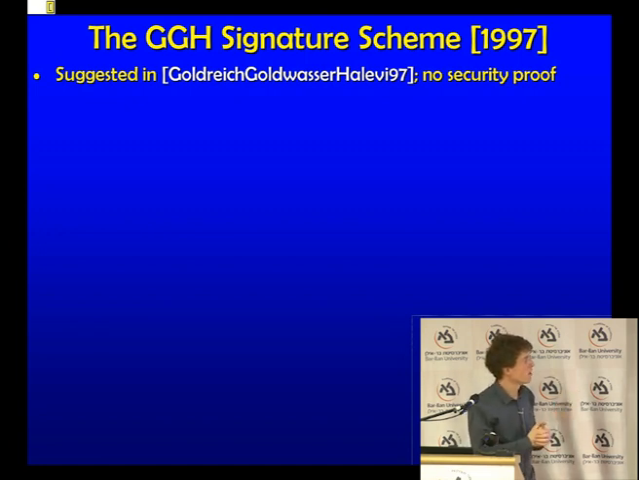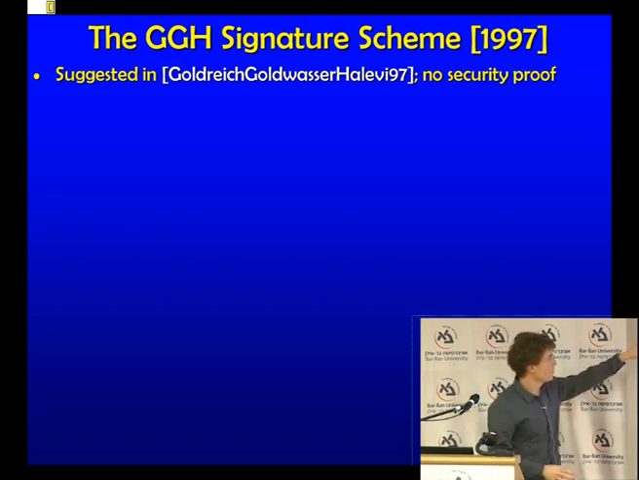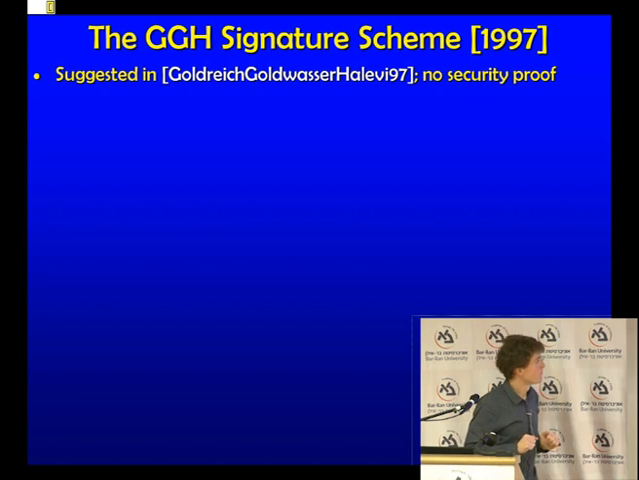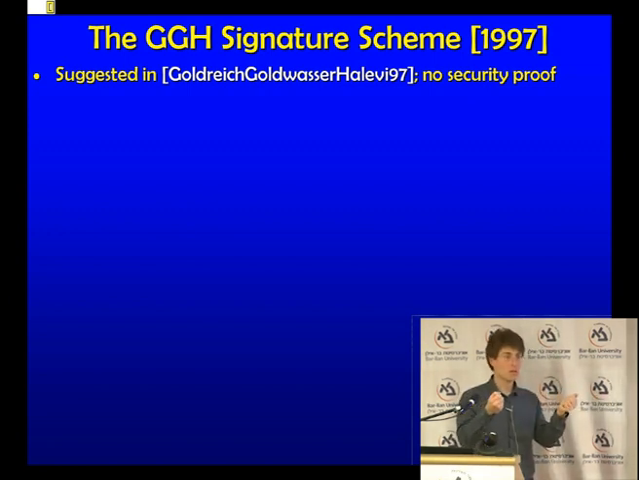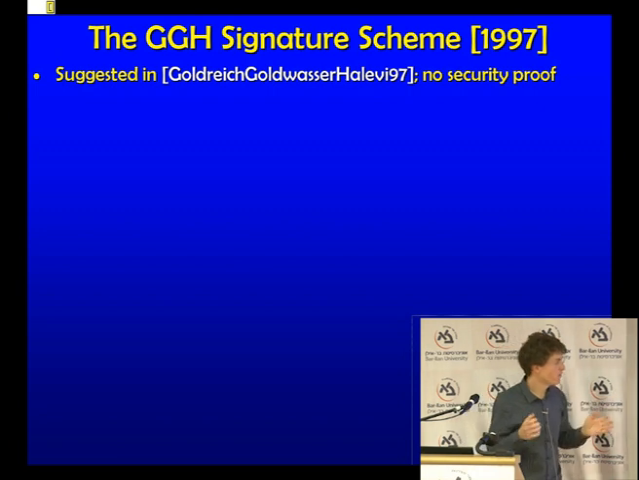This was discovered a few years later by Micciancio. But anyway, the idea is that you have two bases, one good, one bad. Now, how do you sign? So now you have a message. Someone gives you an email, you want to sign the email, and you have a private key, you have a good basis. So the idea is to first you map.